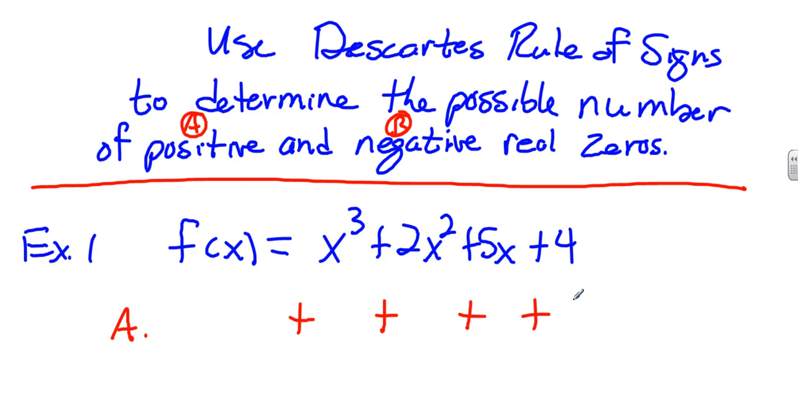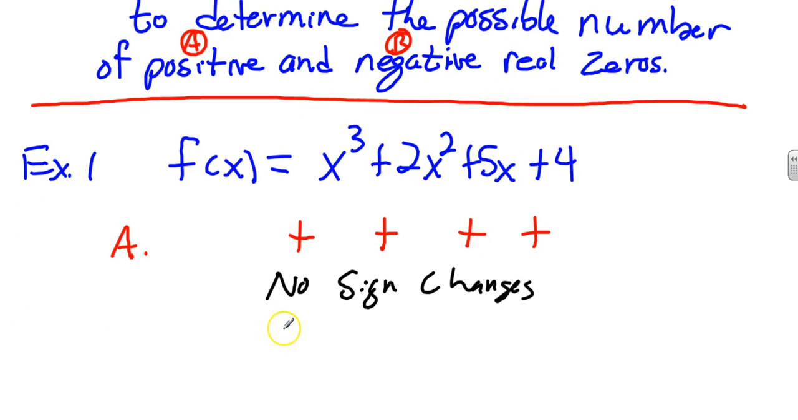How many times do the signs change there? If they're all positive? None, right? So there are 0 sign changes. So if there are no sign changes, that means that there are no positive solutions.